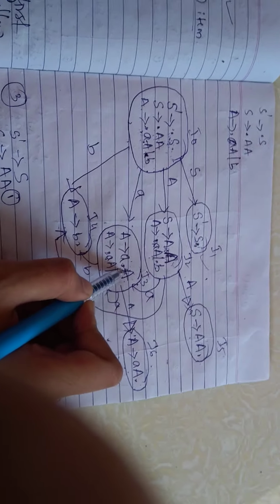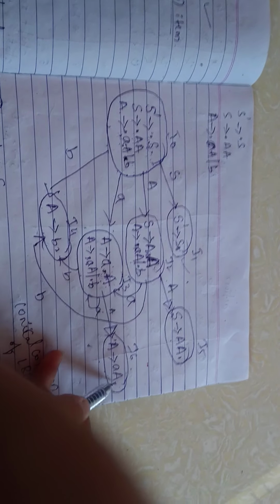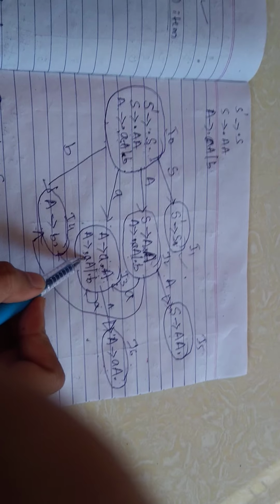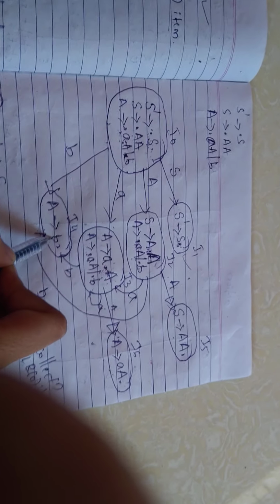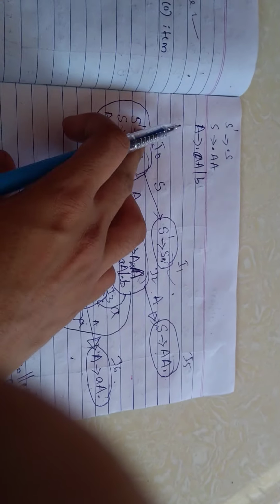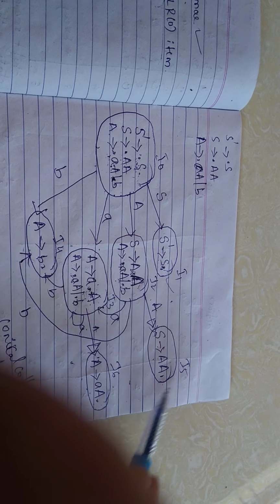Dot on capital A, it may go to the next state, that is capital A dot. Again dot on A is the same self loop. Dot on B will come to the I4 state. This you understood. So now we are given I0, I1, I2, I3, I4, I5, I6 as the state names.